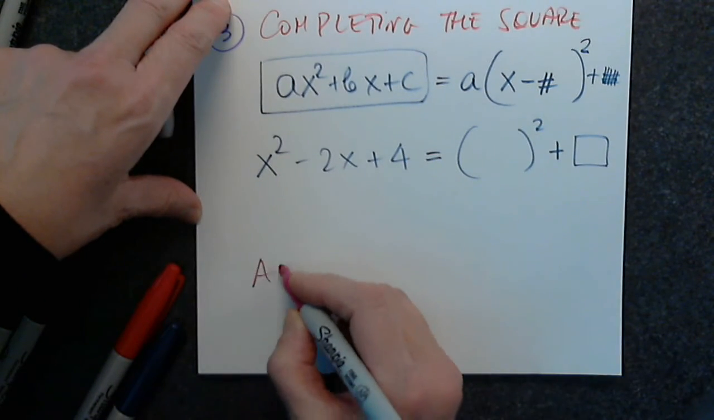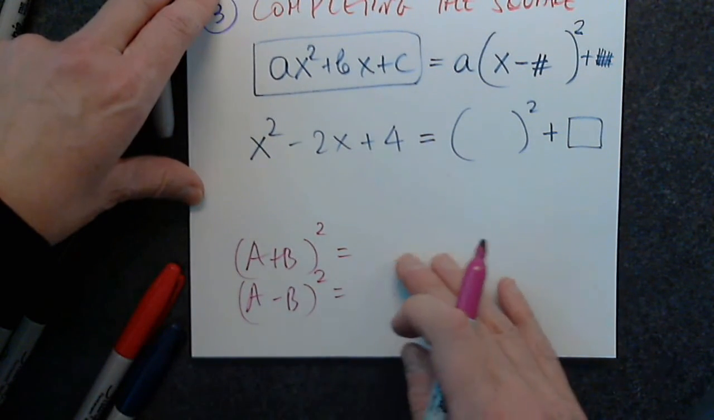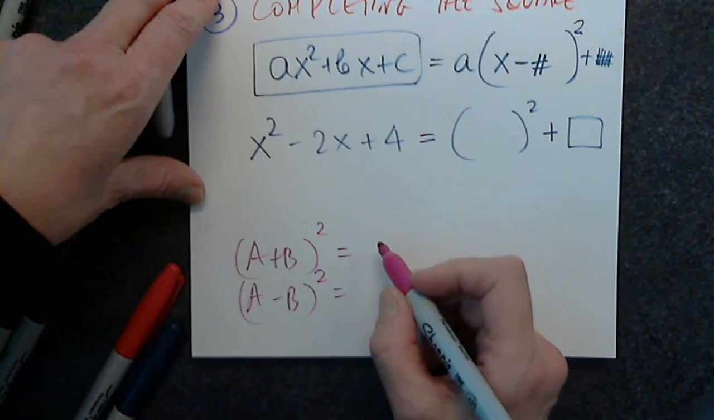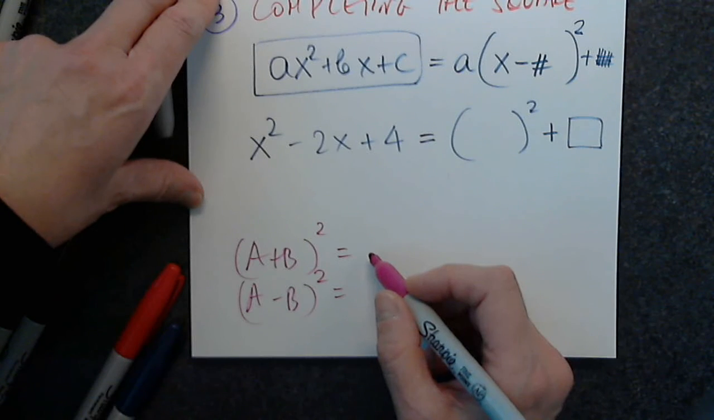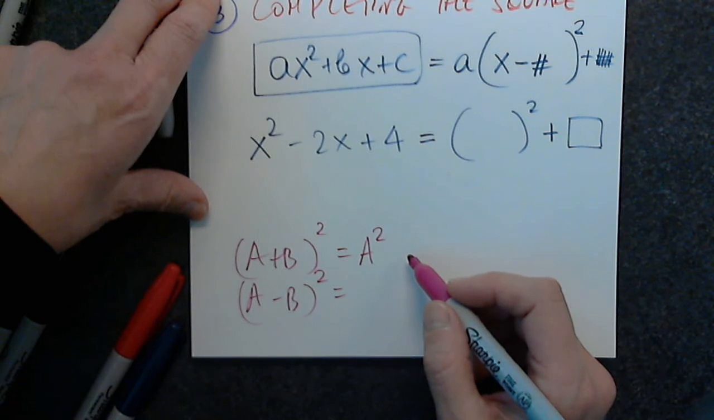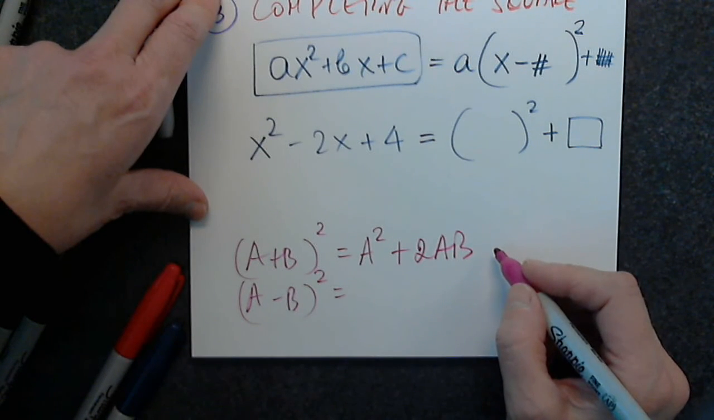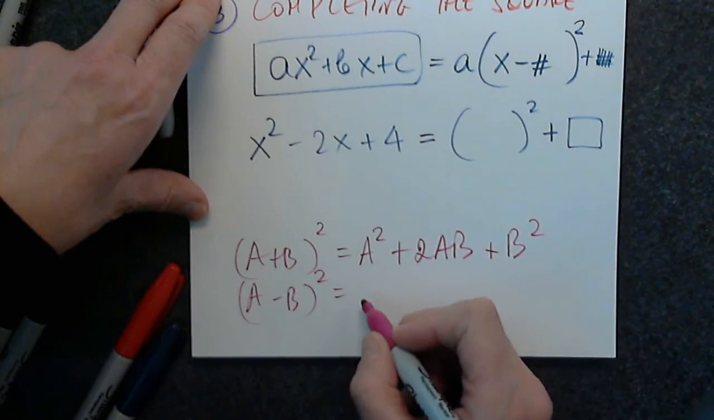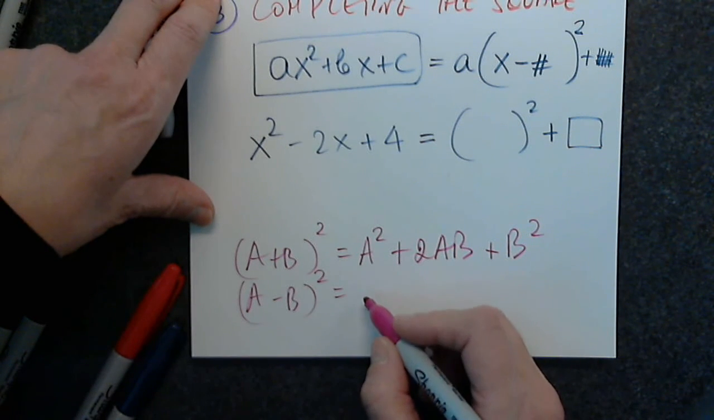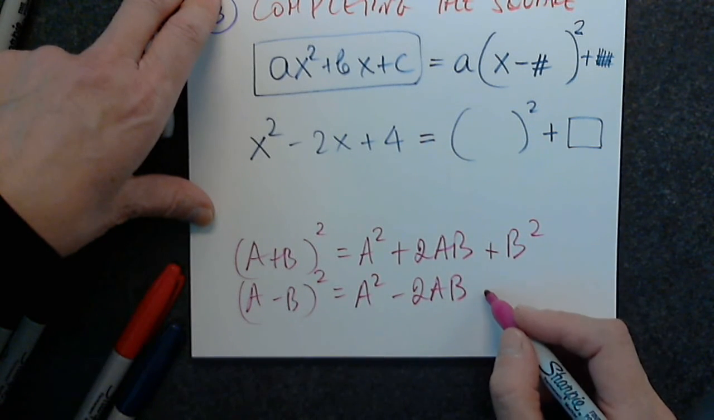Last week we looked at a plus b, everything squared, and a minus b, everything squared. I'm expecting everyone to shout out what to write here. Plus 2ab plus b squared. Excellent. And the other one? A squared minus 2ab plus b squared.